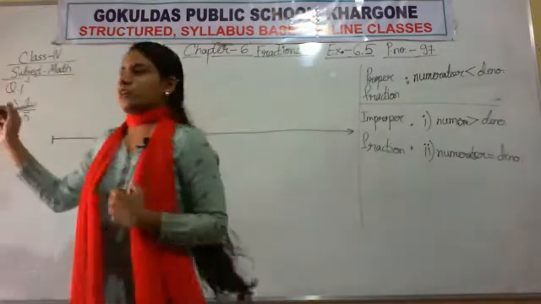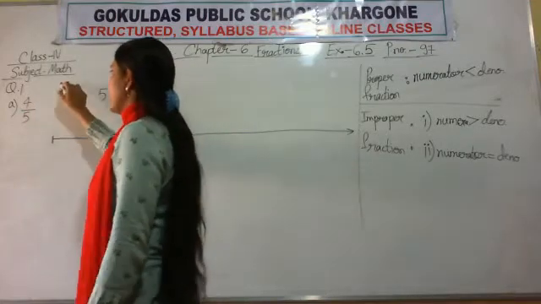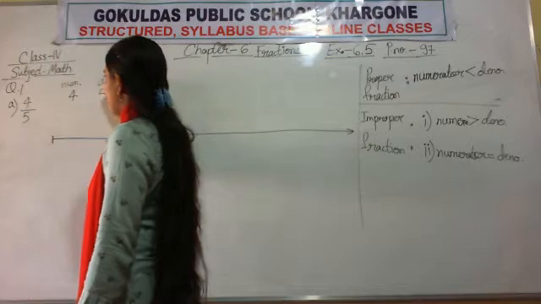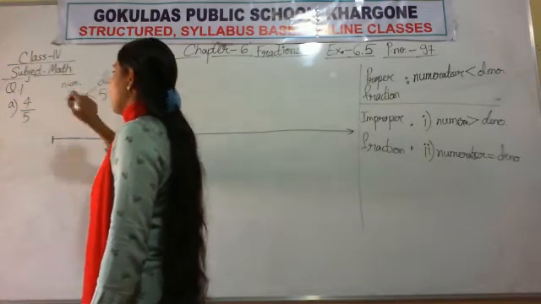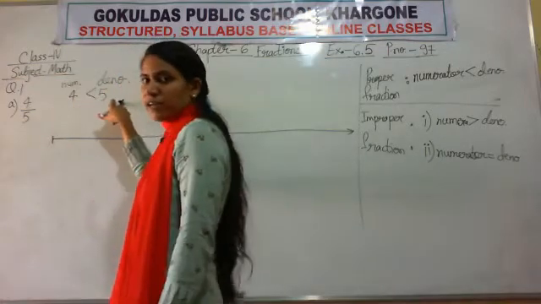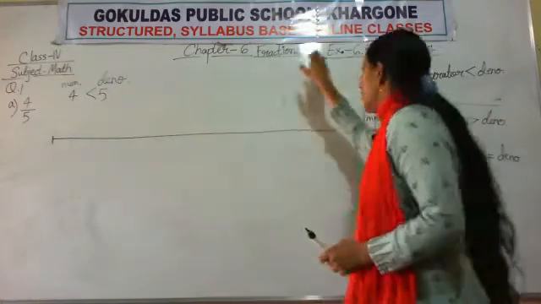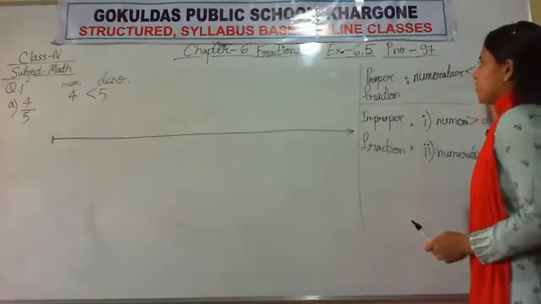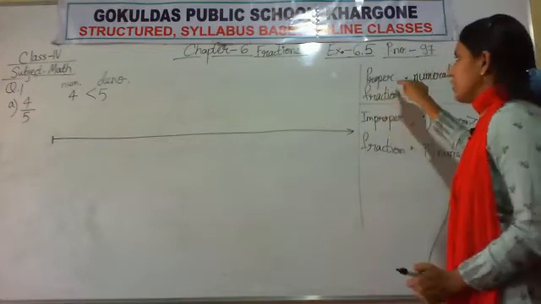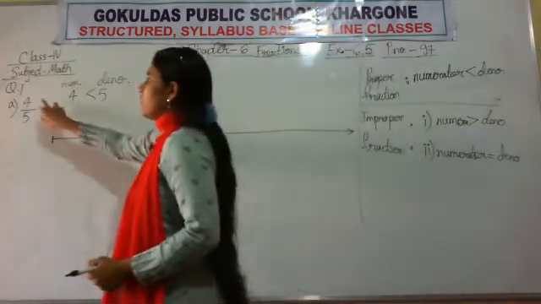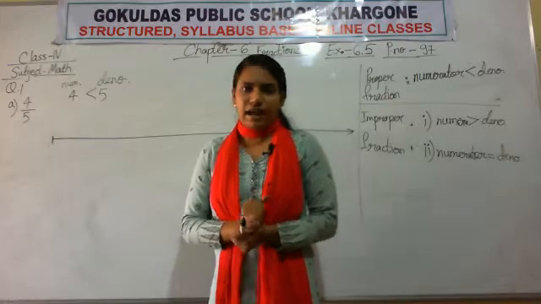Now observe your given fraction. In your given fraction, numerator is 4 and denominator is 5. Here numerator is less than denominator. So which kind of fraction is it? If numerator is less than denominator, we call it a proper fraction, right? So our given fraction 4/5 is a proper fraction.